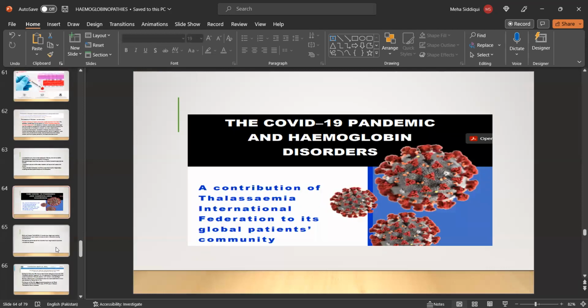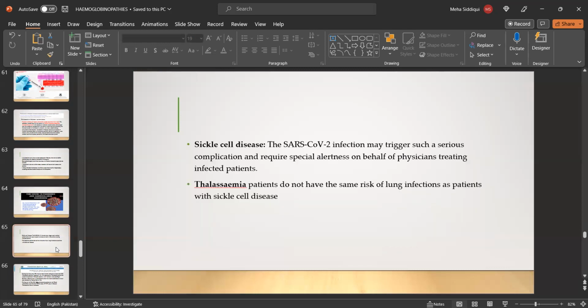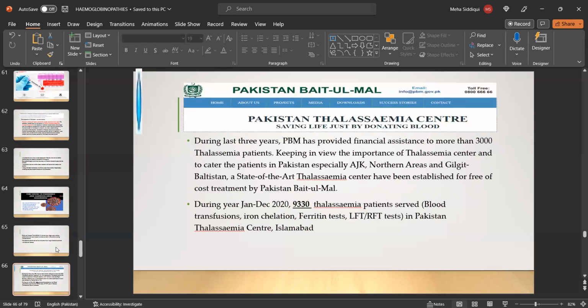Then this is another article titled COVID-19 pandemic and hemoglobin disorders. According to it, the SARS-CoV-2 infection may trigger such a serious complication as sickle cell disease and requires special alertness on behalf of patients and physicians treating infected patients. However, thalassemia patients do not have the same risk of lung infection as patients with sickle cell disease.